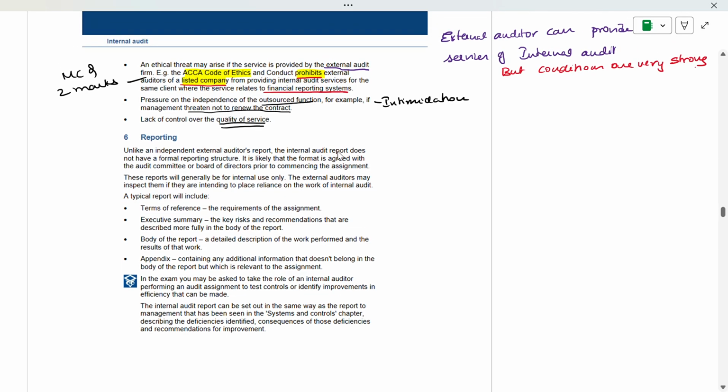The best part, I will do it on record, and I will put it this way. This is the thing we should understand: the text has to be standard. That's all. That's what we need. If you take Kaplan in the exam, you may be asked to take the role of an internal auditor, performing an audit assignment to test controls and identify improvements. That's all. This is the exam-based tip.